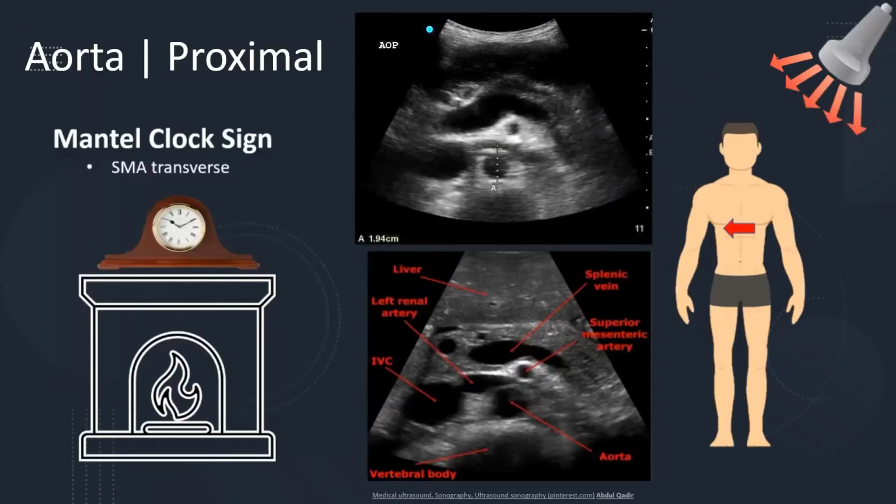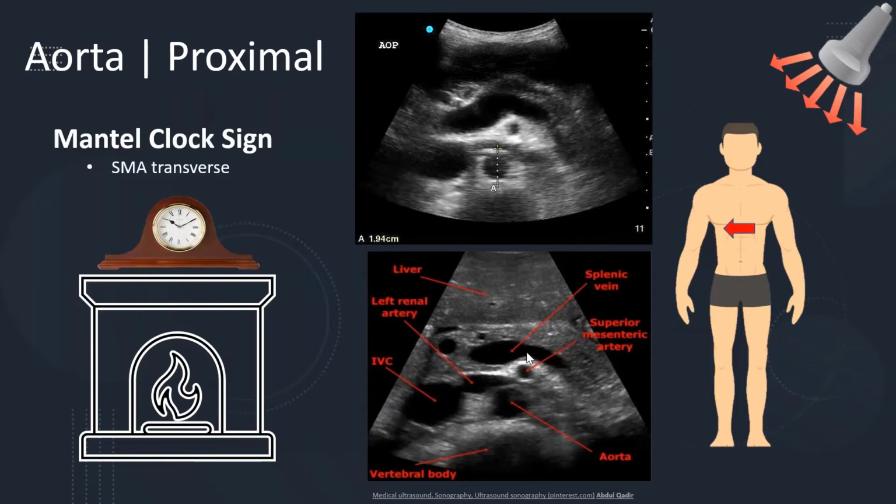So to obtain the proximal aorta view, I like to either find the mantle clock sign or the seagull sign. A lot of people who I've scanned with have no idea what a mantle clock is. It's this clock that you'll see likely above your grandparents' house, above the mantle. And what the clock face represents is the superior mesenteric artery in the transverse section. So up here at the top, you'll see the superior mesenteric artery and then the aorta just deep to that. And then you measure outer wall to outer wall.